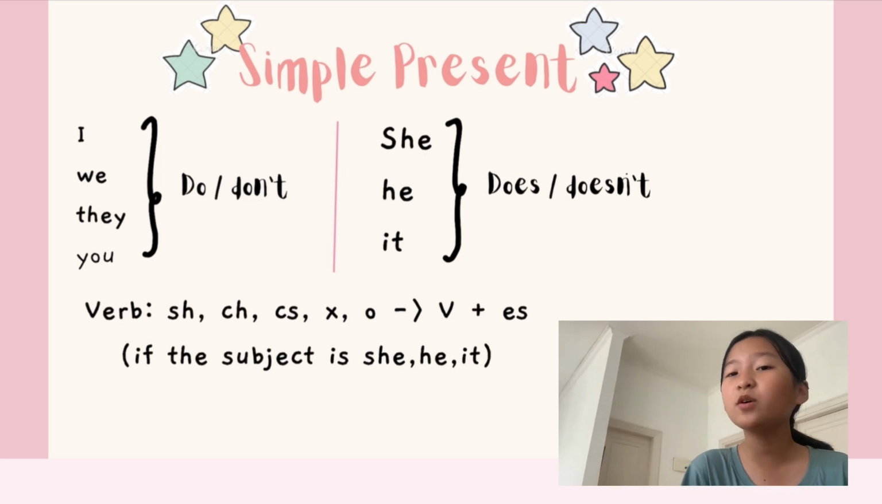Before we move to the pattern, we need to know the subject. If the subject is I, we, you, they, we need to use do or don't. If the subject is she, he, it, we need to use does or doesn't. And we need to add s or es to the verb if the subject is she, he, it.